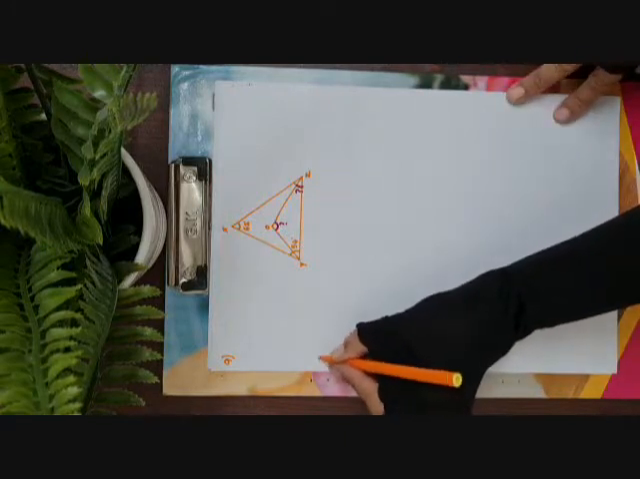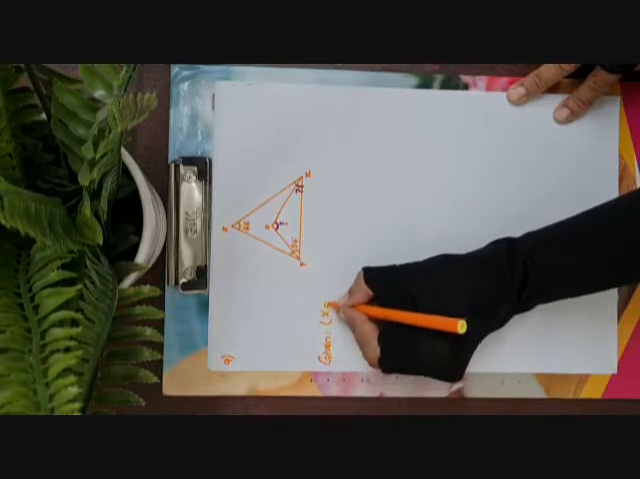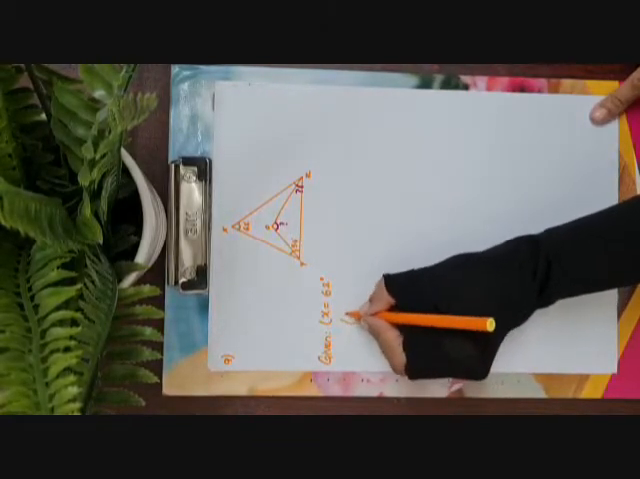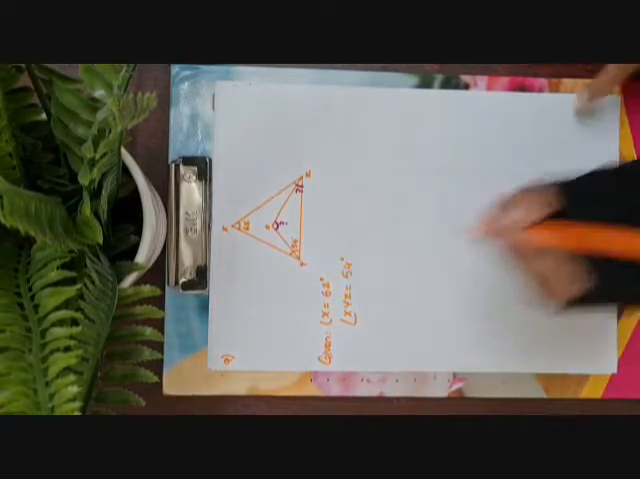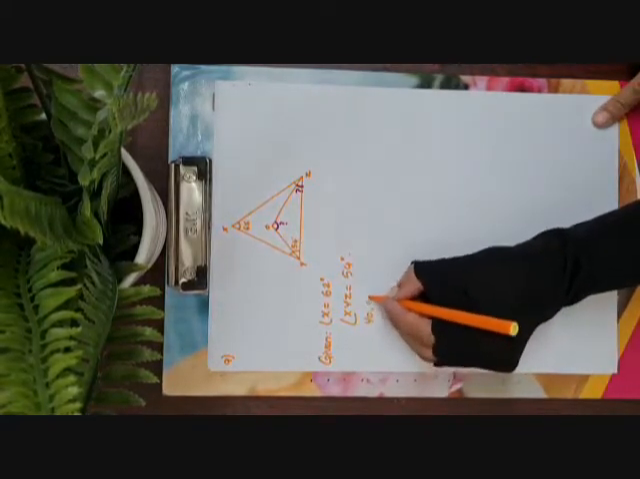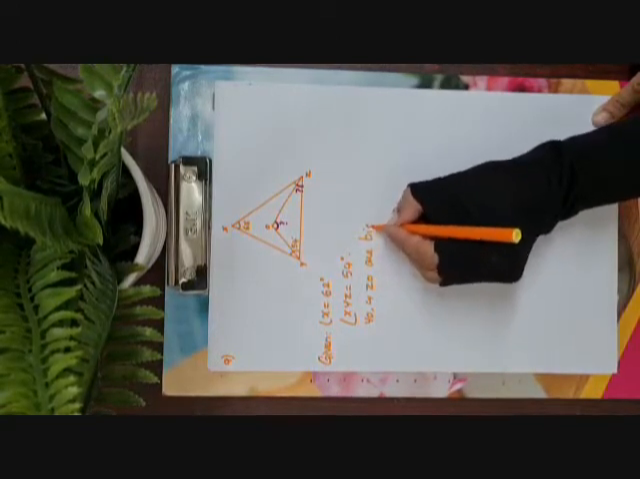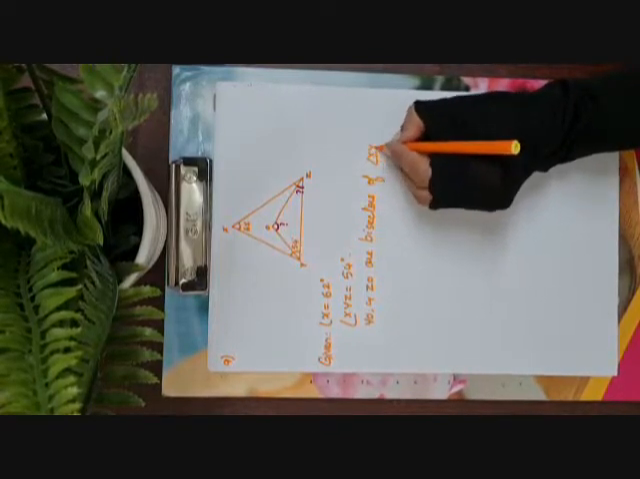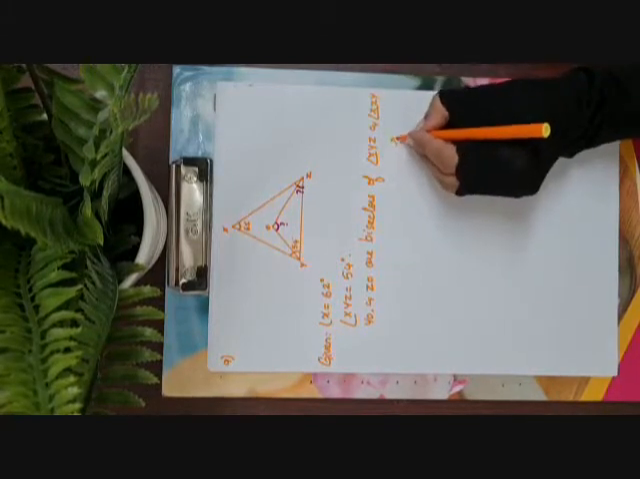Okay, what is given? Angle X is equal to 62 degrees, and we also have angle XYZ is equal to 54 degrees. One more important point that is given to us is YO and ZO are bisectors of angle XYZ and angle XZY respectively.